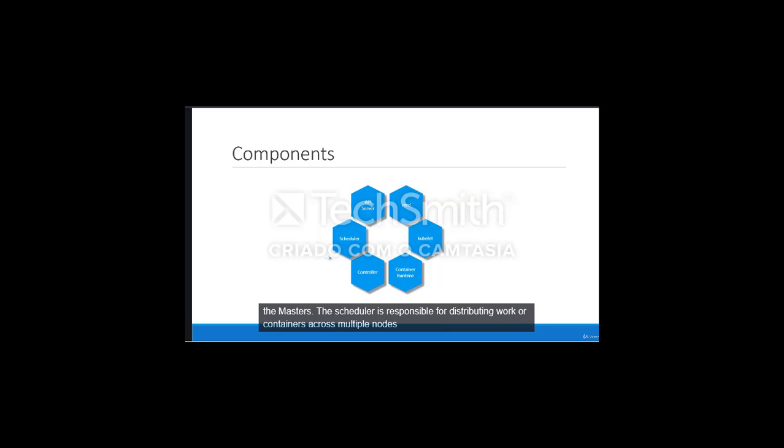The scheduler is responsible for distributing work or containers across multiple nodes. It looks for newly created containers and assigns them to nodes. The controllers are the brain behind orchestration. They are responsible for noticing and responding when nodes, containers, or endpoints go down. The controllers make decisions to bring up new containers in such cases.